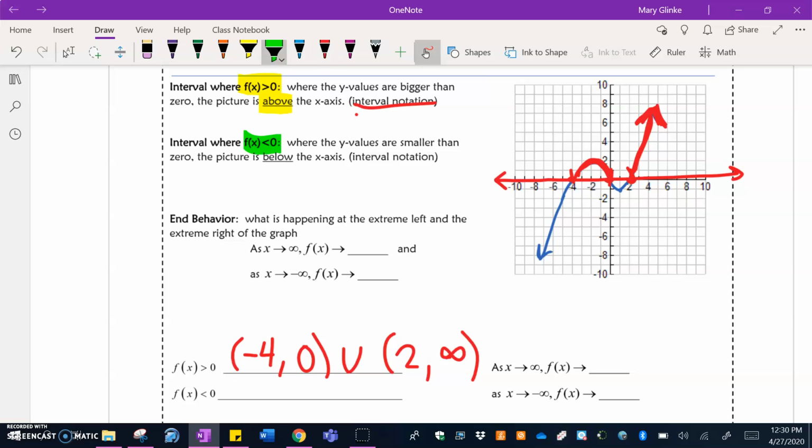Now we're going to look at where your graph is below. So there's going to be a couple of different chunks below here. We have this one right here I see below the x-axis, and this one right here as well. So we have two different parts.